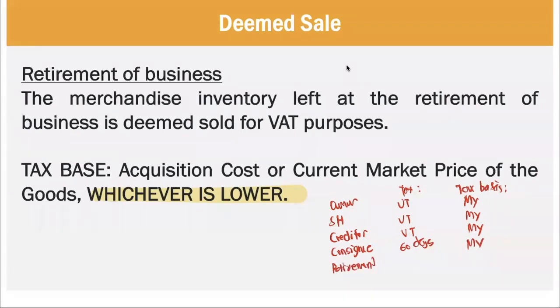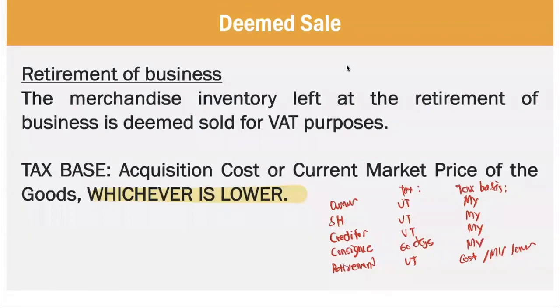What's the difference between the transfer to the owner on the first one and the retirement? In your transfer to the owner, there is still a business. However, in your retirement, of course, it will be taken by the owner, right? However, here, the business will already die. So there is already the death of the business. So the tax is upon the transfer, and the tax basis is the lower between the cost versus the market value. Okay? So take note of these different deemed sale transactions and the rules.